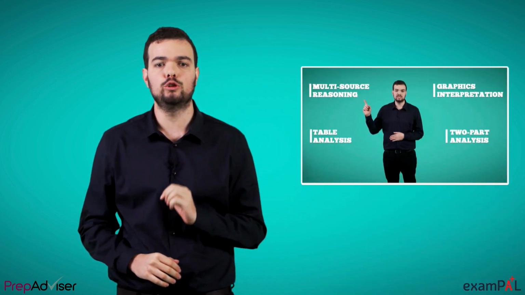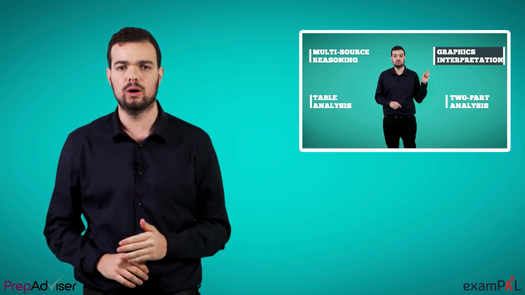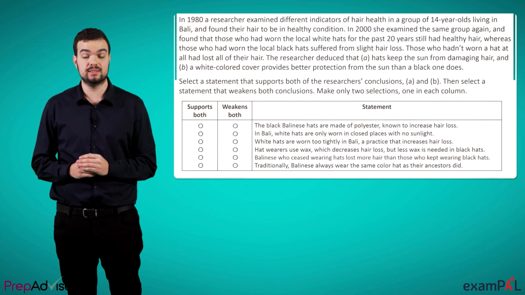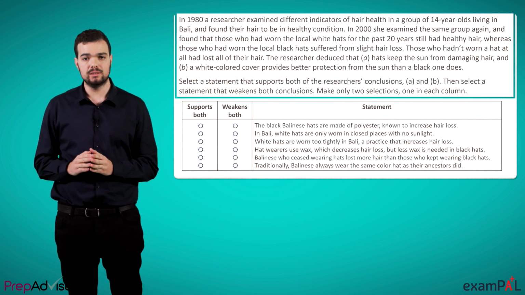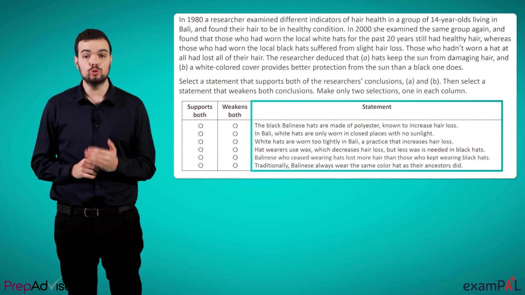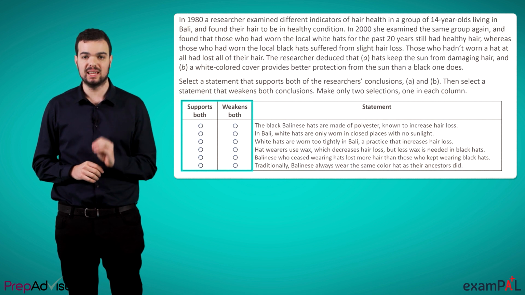If you haven't done so yet, take a look at our graphics interpretation video for a basic run-through of what this section is all about. In this video, we're going to talk about a different type of question we will see on the IR: two-part analysis. In this type of question, we're given a passage of text in which there is an argument or several arguments being made. We are then presented with a series of statements which refer to the text, and we have two criteria arranged in two columns by which we need to judge each statement.